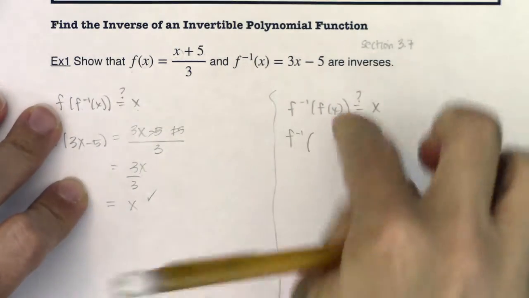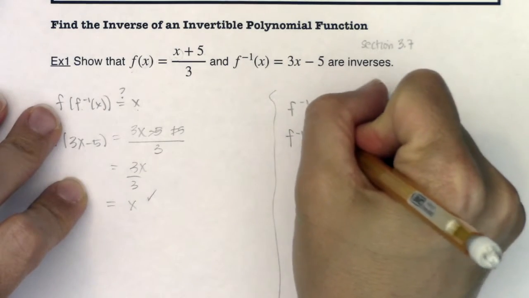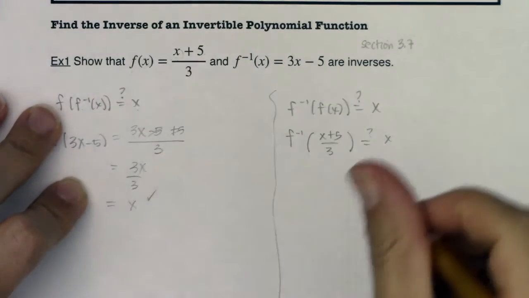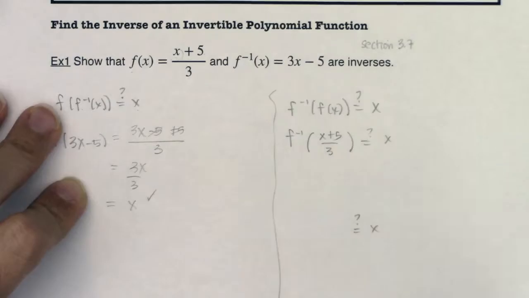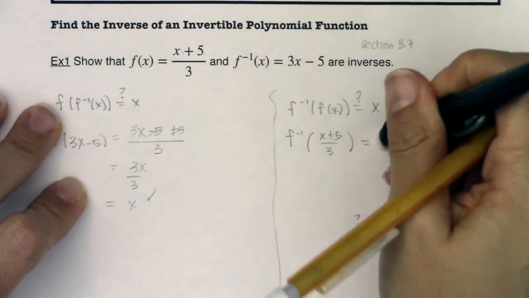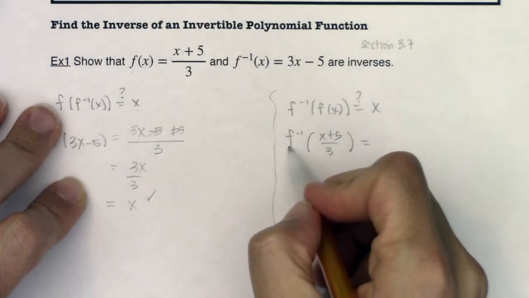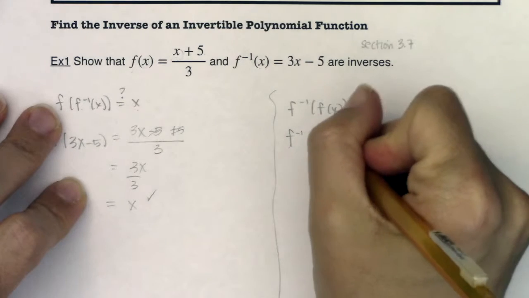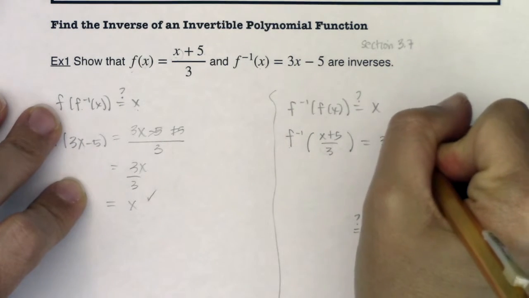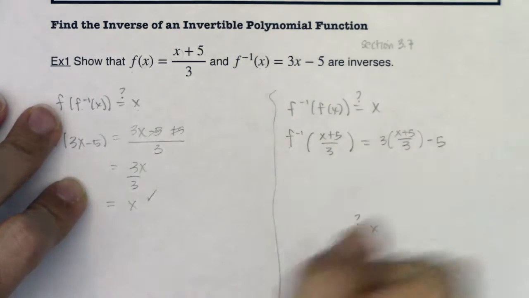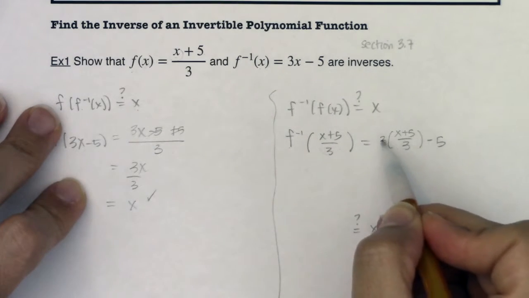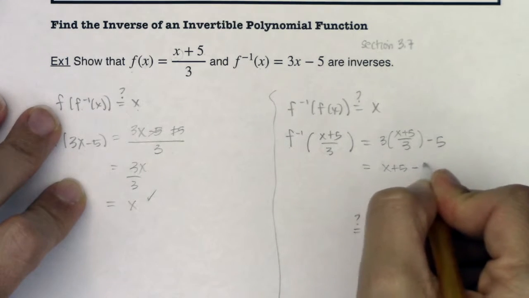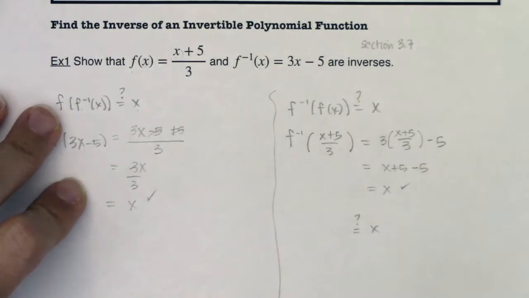So let's try f inverse of f of x. Now f of x was x plus 5 over 3. Again, I want to see, is that equal to x? Let's test this out. For f inverse, whatever's in the parentheses, multiply it by 3 and subtract 5. So I take this expression from the parentheses, multiply it by 3, and subtract 5. When I multiply this fraction by 3, the 3 in the denominator cancels, so I get x plus 5 minus 5, and sure enough, that is equal to x.